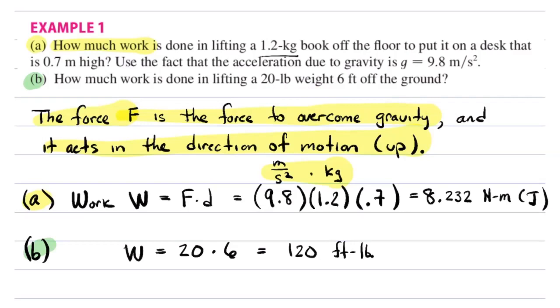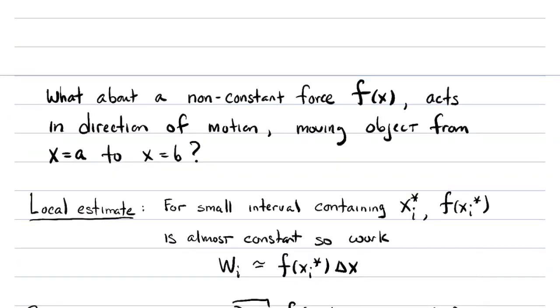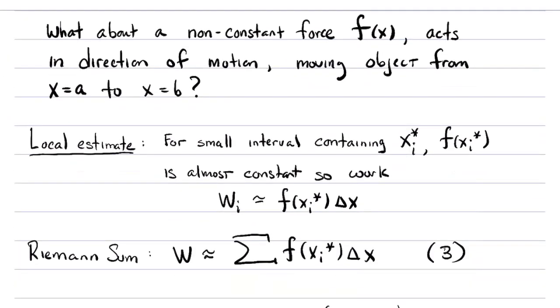If the constant force is acting in the direction of motion, the calculation of work is not a calculus problem, it's a multiplication problem. So why are we talking about it in our calculus class? Well, because I want to answer the question, what if the force isn't constant? What if you have a non-constant force, f of x, right? So the magnitude of the force depends on some variable x, and it's moving an object. It's acting in the direction of motion.